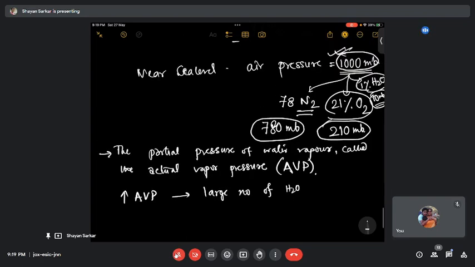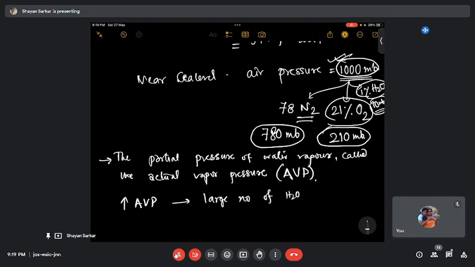So if actual vapor pressure is high, then it indicates the presence of a large number of water vapor molecules, right? And again, low actual vapor pressure indicates fewer water vapor molecules.